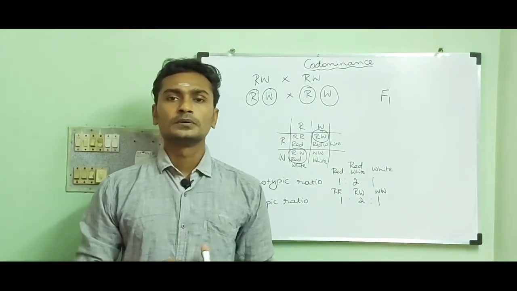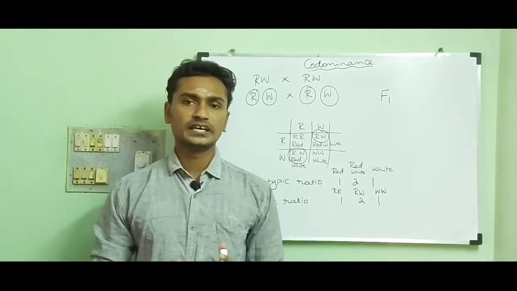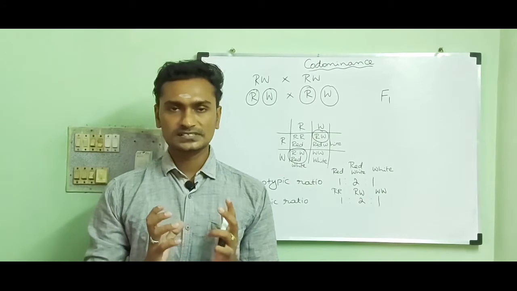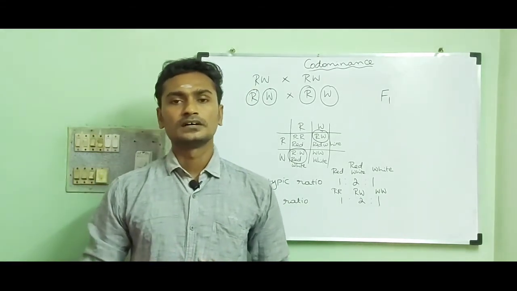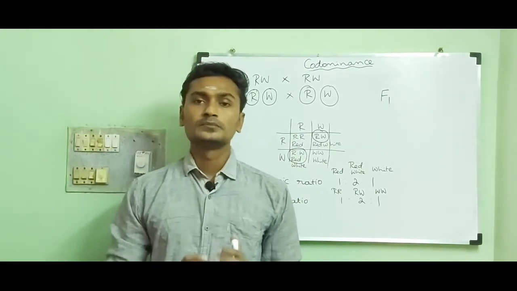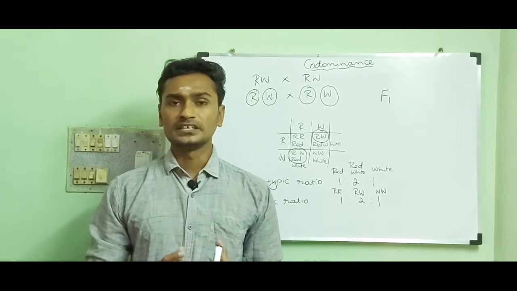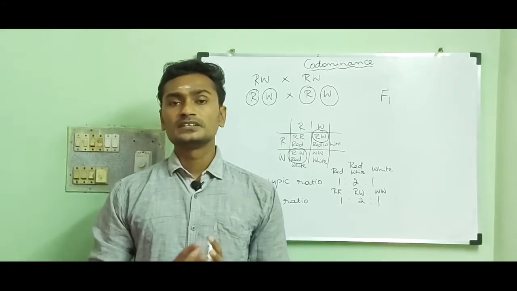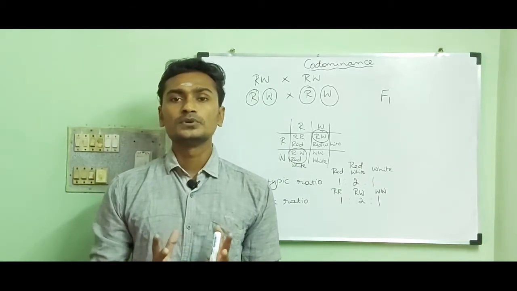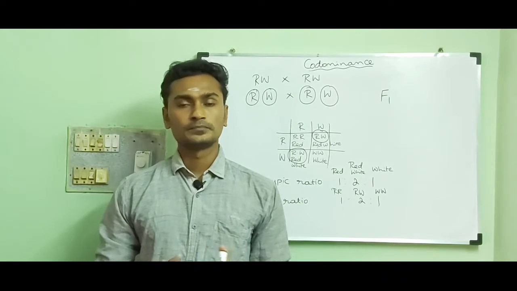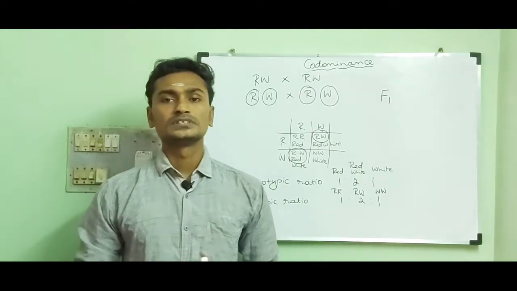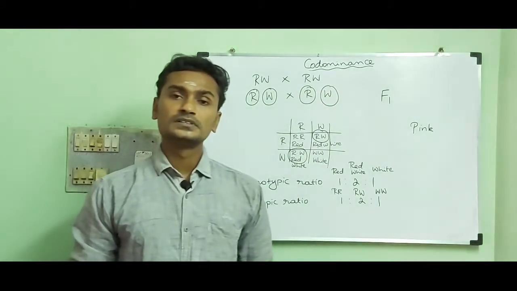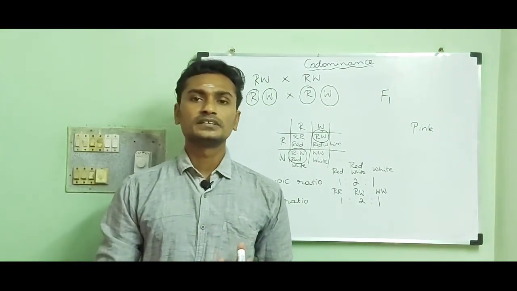Now I am going to pinpoint the difference between incomplete dominance and codominance. In incomplete dominance, the heterozygote's alleles are not expressed fully, while in codominance the alleles are expressed independently and equally, and both alleles stick to their original nature. But in the case of incomplete dominance, they are not able to express the parental phenotype, and they produce the intermediate color pink. So this is the major difference between incomplete dominance and codominance.